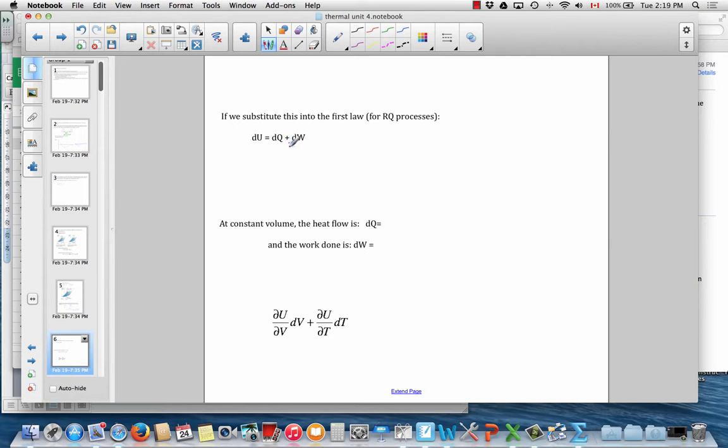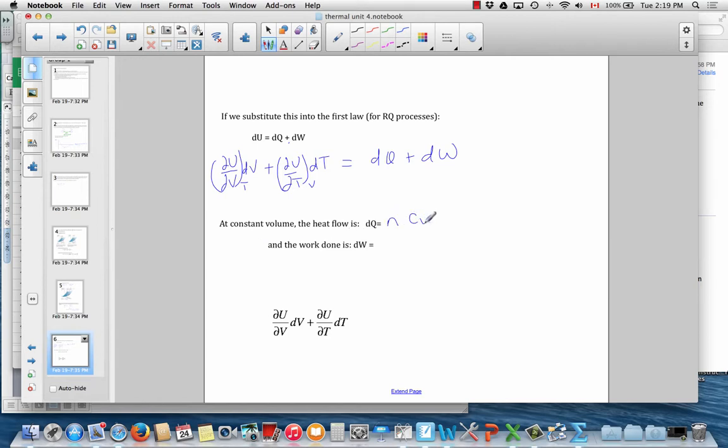Here's the first law in differential form, and now let's substitute our expression for dU, which was partial of u with respect to V dV, plus partial of u with respect to T dT, and this was at constant temperature, and this was at constant volume. Now that's dU, so that's got to be dQ plus dW. Let's look at a couple of processes. First of all, constant volume.